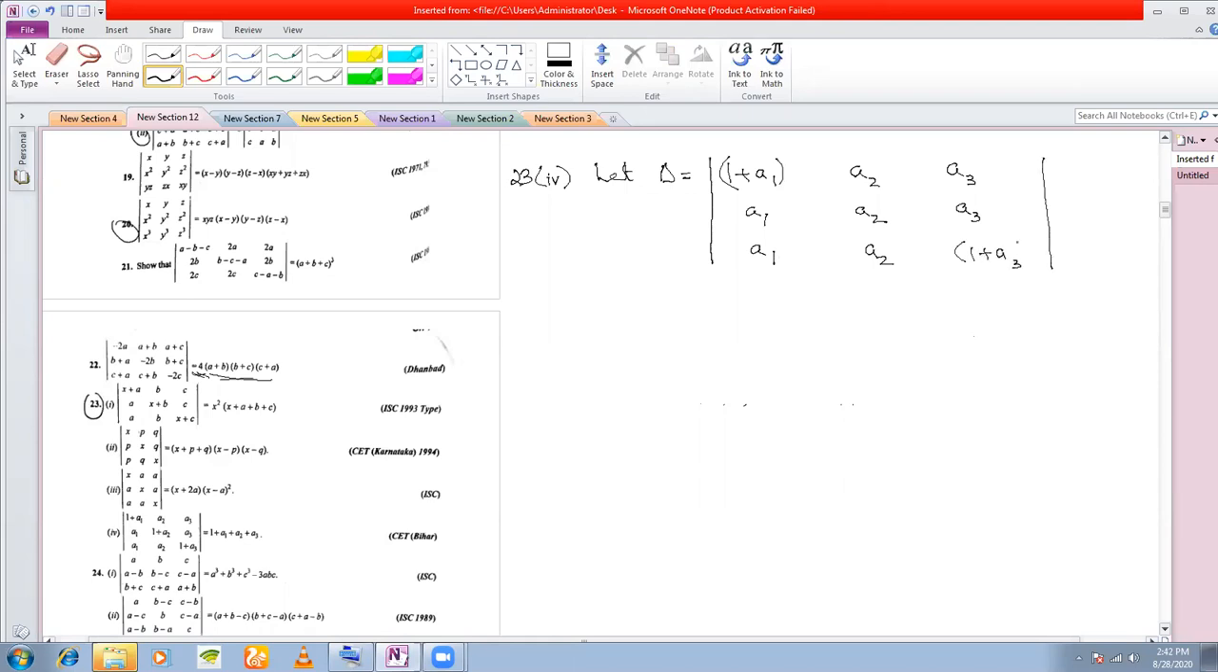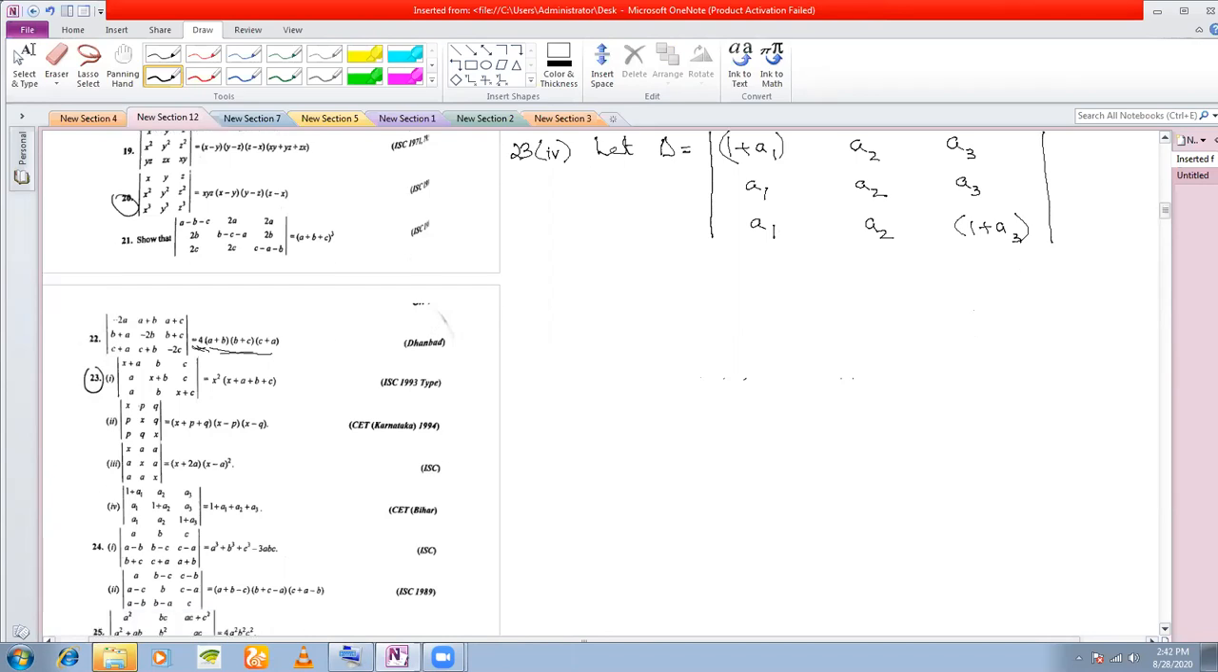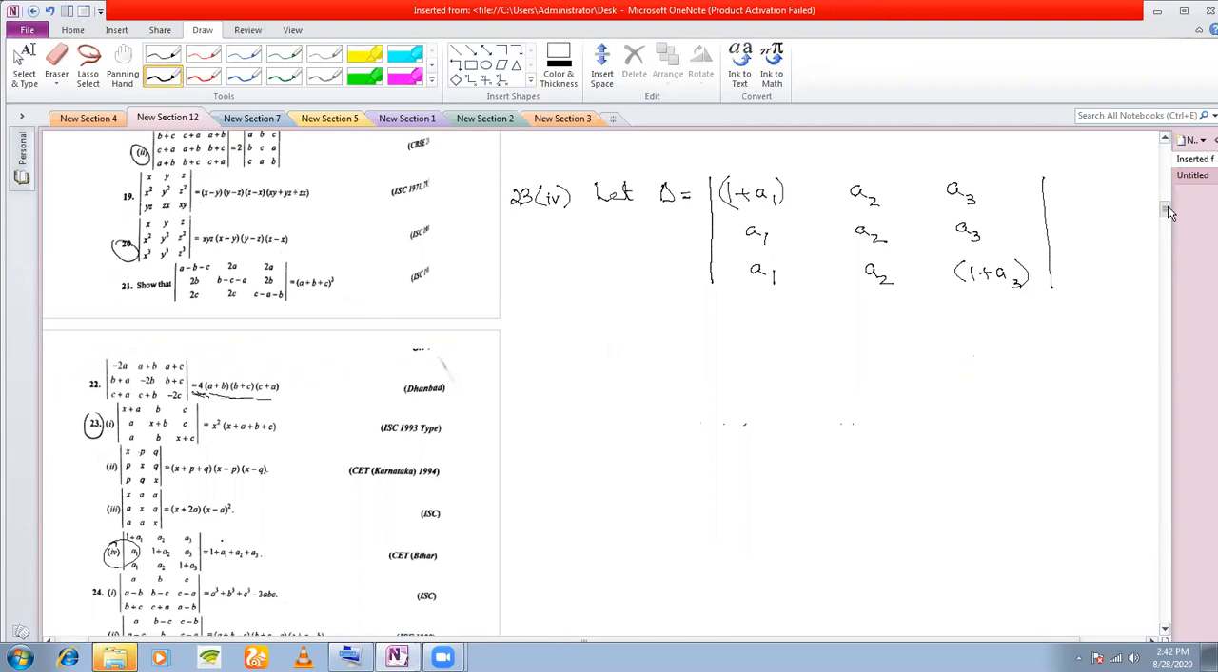Now if you see the right hand side, what do you have on the right hand side? Sir, one is missing. Sir, a1 is there. 23.4 is also the same, it is not different. Okay, so I'll drop this. What do you do here? Is the same thing. Adding the sum of the second and third column to the first column.